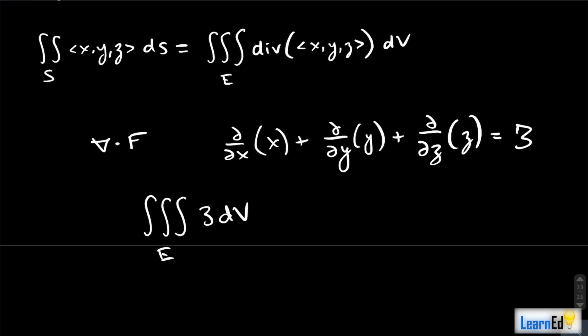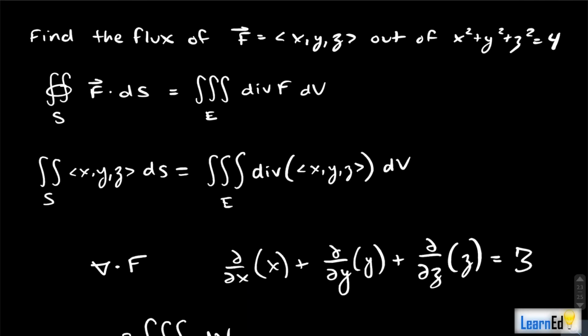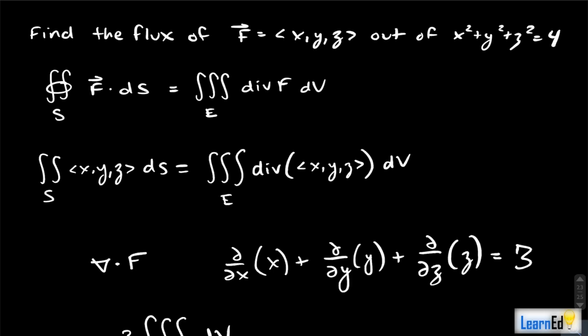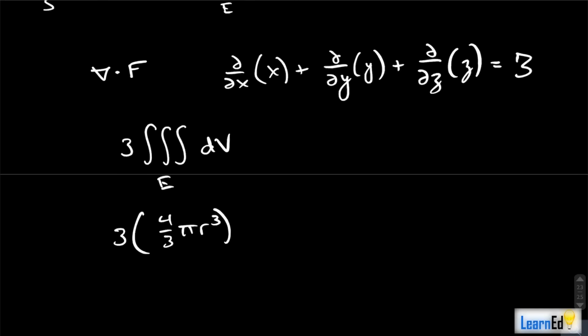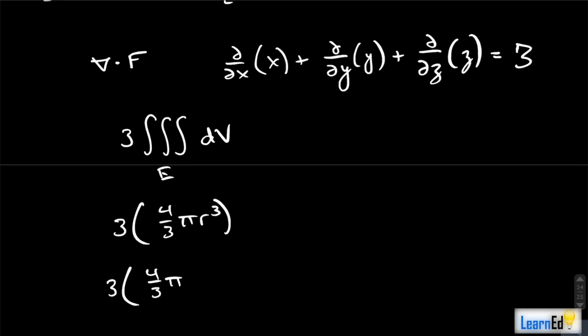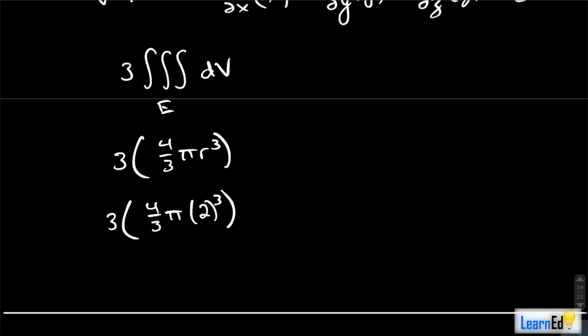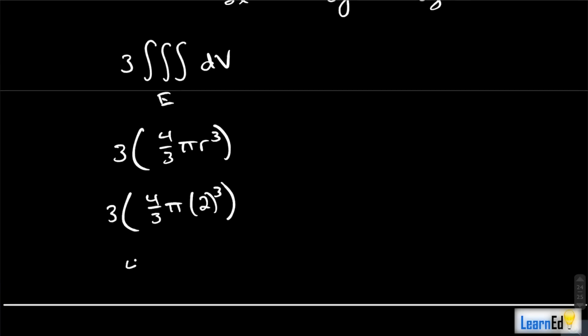We can factor out that 3, and you know what the volume of this sphere is, because we have a sphere. So instead of converting to spherical coordinates, we can just find the volume of this sphere. The sphere is of radius 2, so this is 3 times 4/3 pi r cubed. When we plug in 2 cubed, this is just 4 pi times 8, which gives you 32 pi.